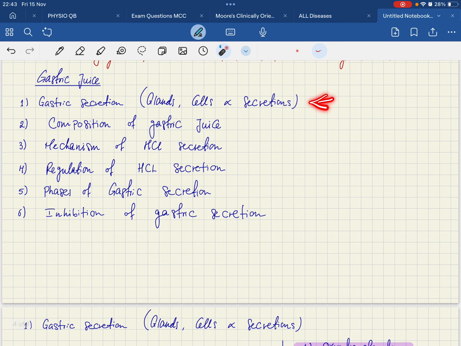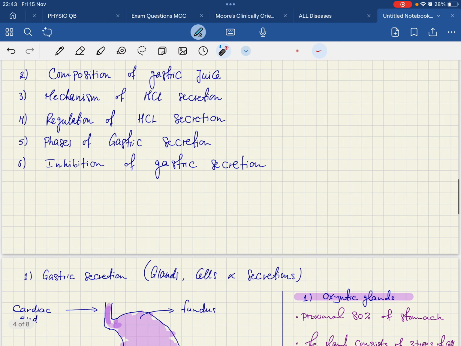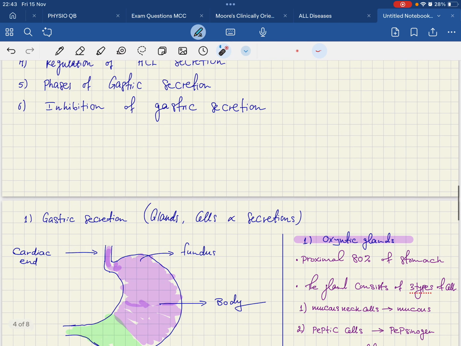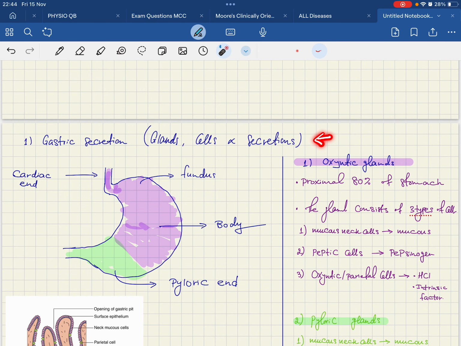So mainly the gastric secretion, which consists of the glands and then the cells which make up the glands, and then the secretions which are secreted from the cells. And then we'll talk about the composition of the gastric juice, the mechanism of secretion of HCl, regulation of HCl, and finally phases of gastric secretion and inhibition of gastric secretion. So first of all, we'll talk about gastric secretion.